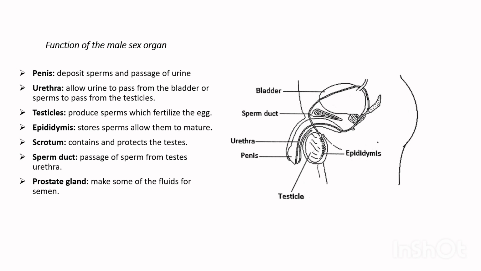The function of the sperm duct. The function of the sperm duct is the passage of sperm from the testes to the urethra.